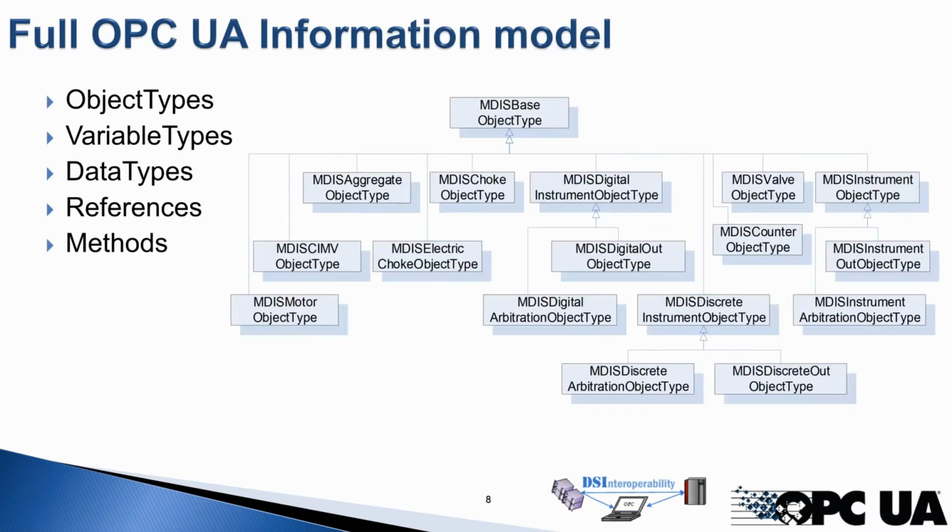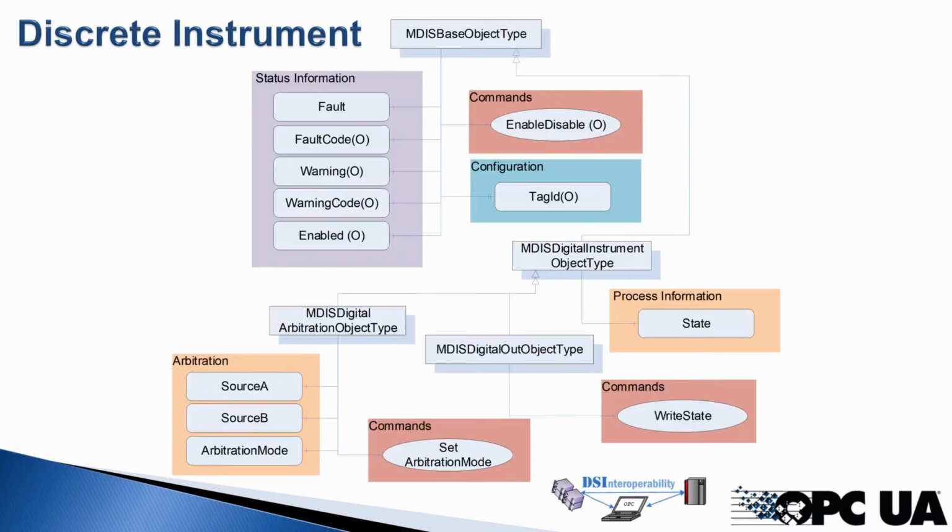We have a fairly large, full-blown information model that we built for MDIS. It includes aggregating objects. It includes a large number of object types, data types, variable types, even references showing relationships between the methods to perform actions.